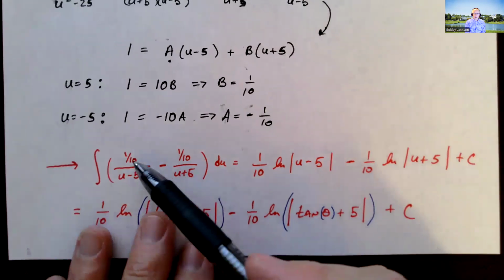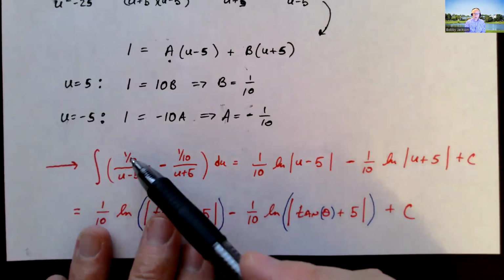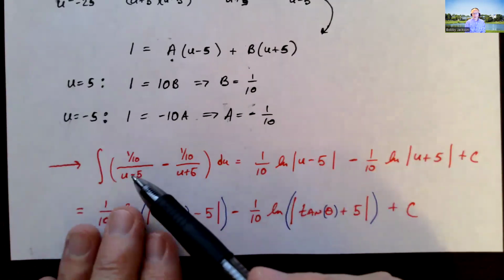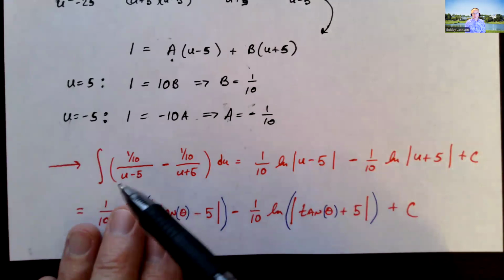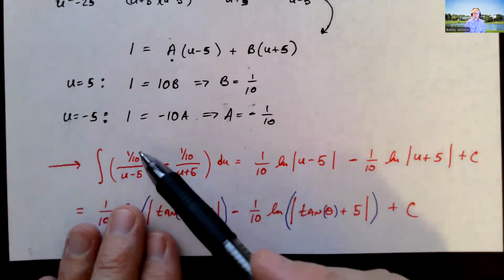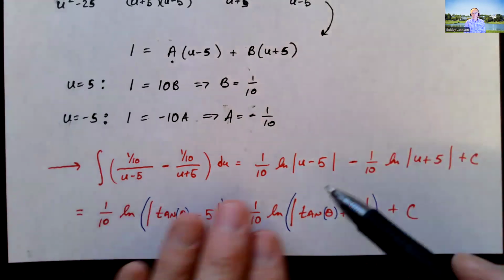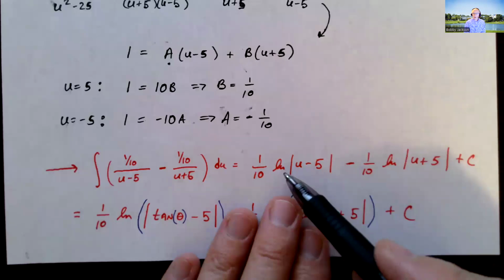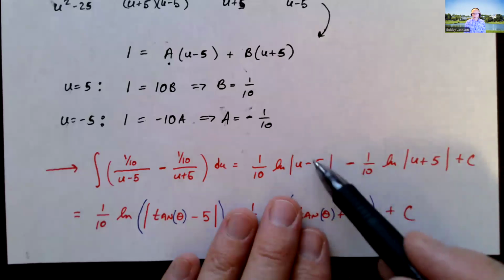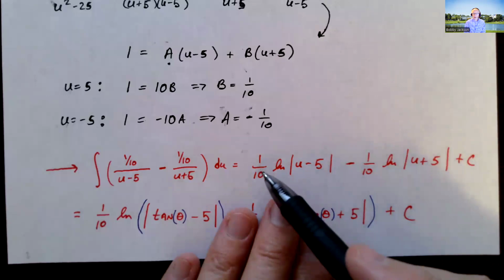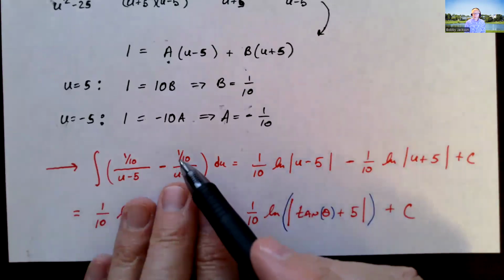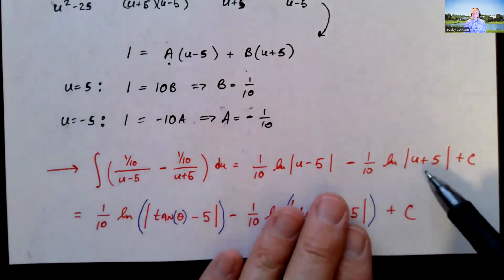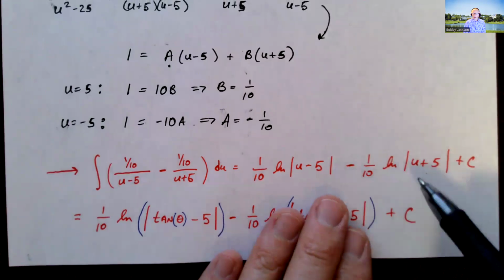So now we can find the antiderivative, right? The antiderivative of this first fraction, the 1/10, can come out as a constant multiple. And right, 1 over u minus 5, if I let w be u minus 5, dw is du, and I get 1 over w. Antiderivative is the natural log of w. And so we get the natural log, of course, absolute value of w, where w is u minus 5, times that 1/10. Similarly, the antiderivative of 1/10 over u plus 5 is 1/10 the natural log of the absolute value of u plus 5.